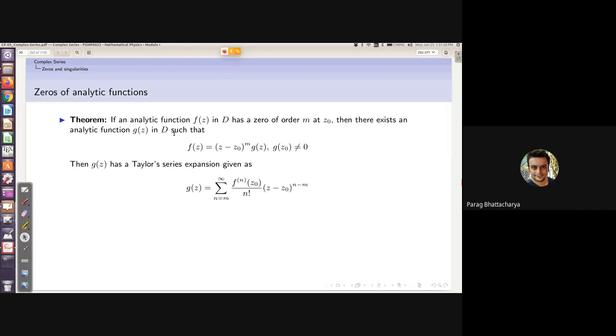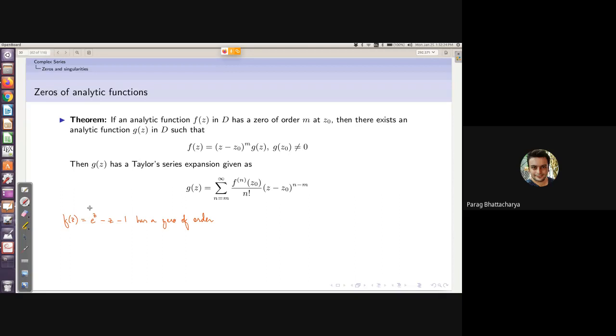So I have an analytic function that has got a zero of order m. Then there exists another analytic function g of z, such that this original function can be written as z minus z naught to the power m into this g of z. Let me relate this to the problem that we just did. f of z equals e to the power z minus z minus 1 has a zero of order 2. Order 2 means m equals 2.